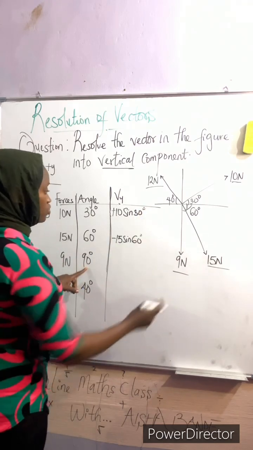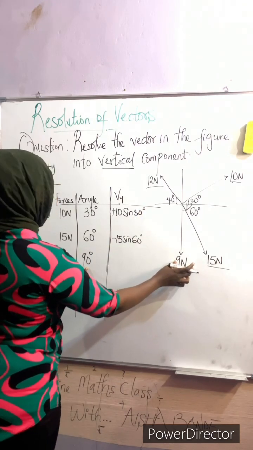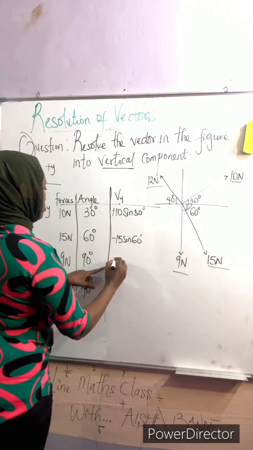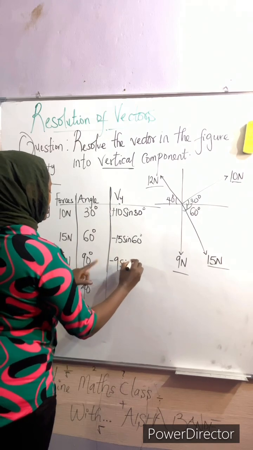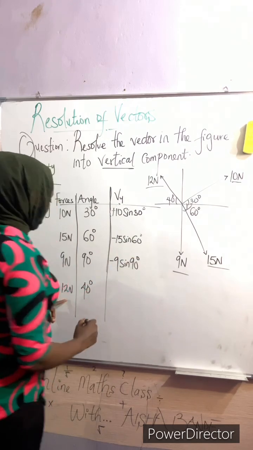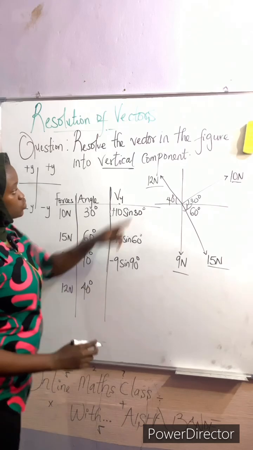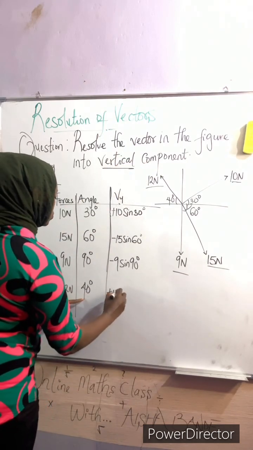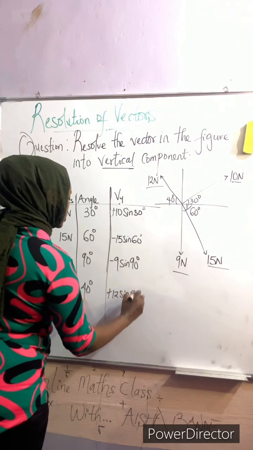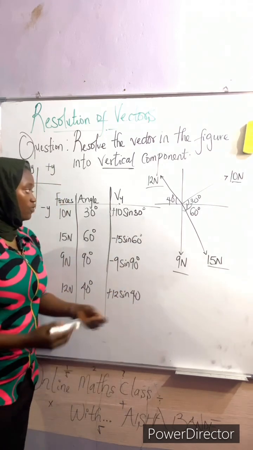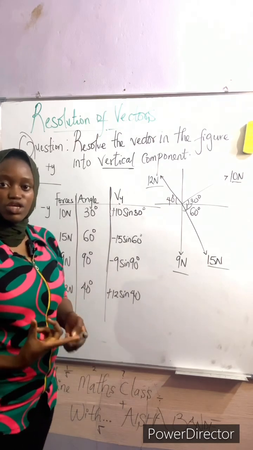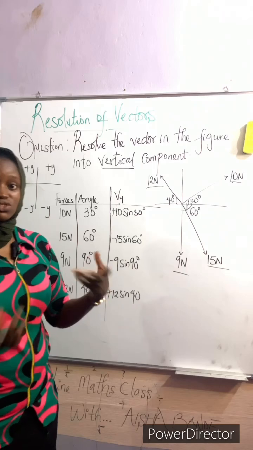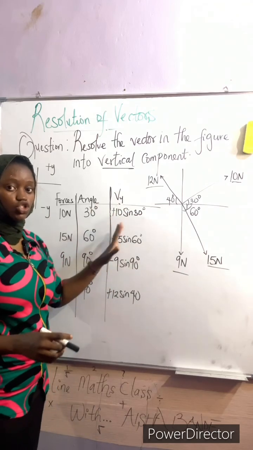Let's move on to the next one, which is 9. This 9 here also is going to be negative because it's down here. So this is going to be minus 9 sine 90 degrees. Then the last one here is 12, and the 12 is at the top, so that means this is plus. This gives us plus 12 sine 40. After resolving all of this, we need to take our calculator and punch all the values we have here so as to get our final answers for each of the components.